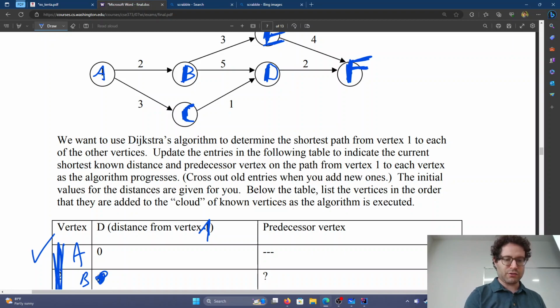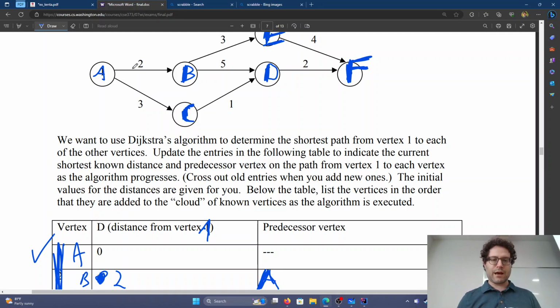So what we'll do is we will remove that, and we'll put down 2, and we'll say we can get to B with a cost of 2 from A. I mean, we can skip this step and just put down 2 and 2 and 3 for C, but honestly, I like doing it like this so that we have the practice.